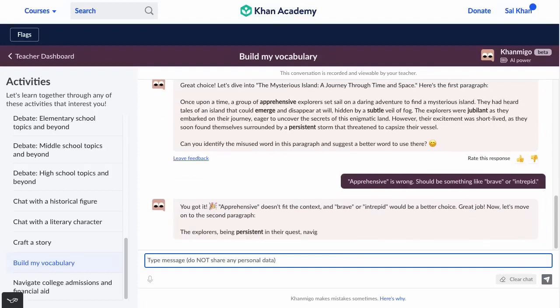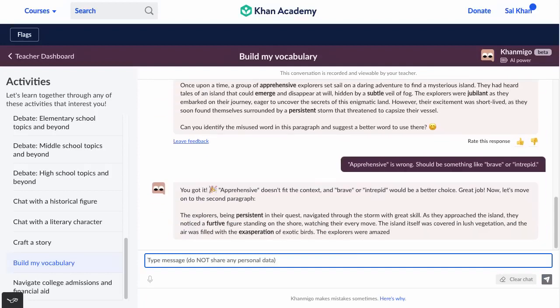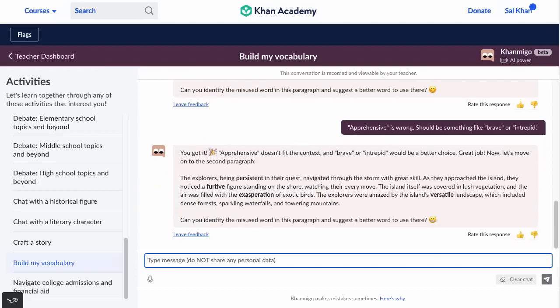You got it. Apprehensive doesn't fit the context, and brave or intrepid would be a better choice. Great job. And then it keeps building on that story about the explorers, and it's actually giving me some content knowledge while we're doing it.